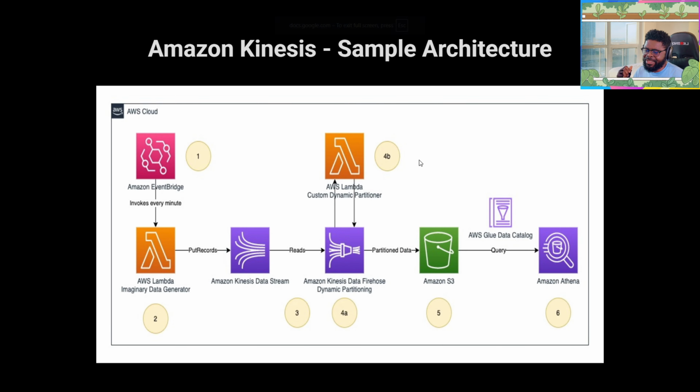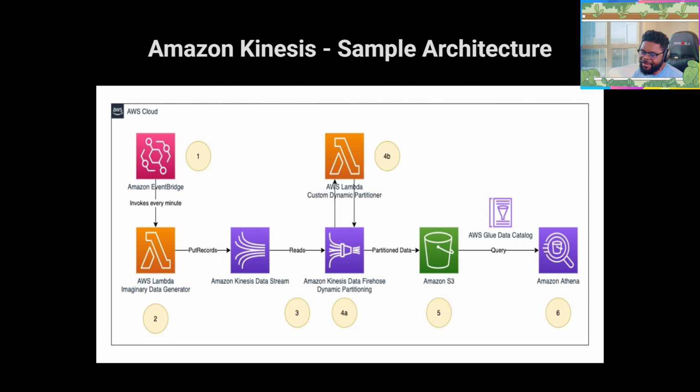So yeah, I did draw a sample architecture here. There's an EventBridge that invokes something. EventBridge just lets you trigger something, for example every minute, and that calls a Lambda in this case, which is just a generator. It's generating data. Where would that go? That has to go to a data stream. That stream can actually be consumed directly by a consumer, which in this case can be another application.